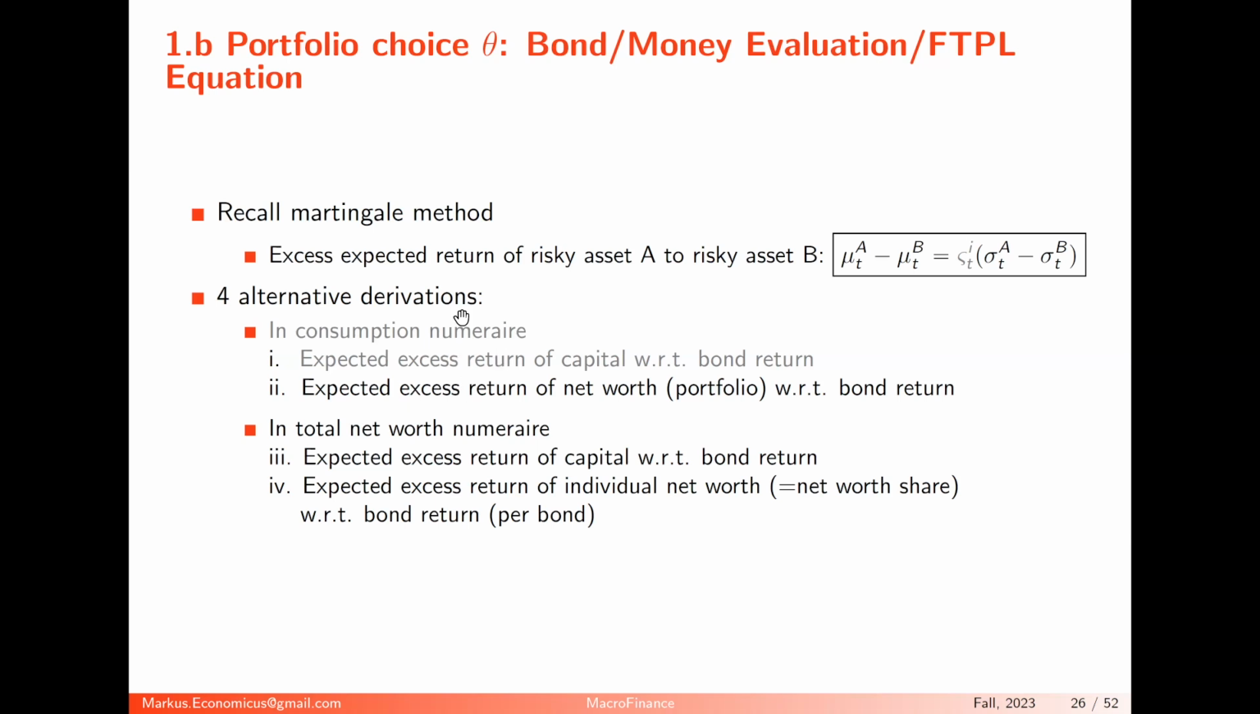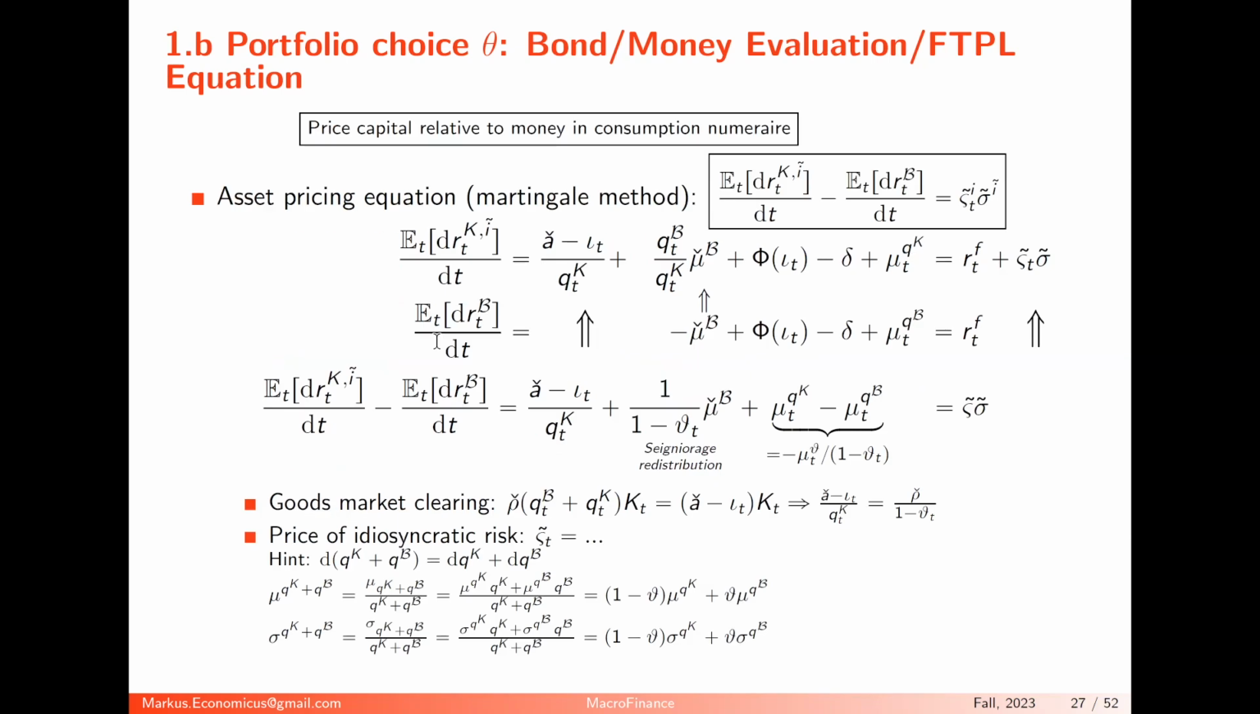But today we do it the pedestrian way because we have no aggregate risk. It's easy to handle with the consumption numeraire, and it gives you the standard intuition. So we price capital relative to money in the consumption numeraire. What's the expected return of capital?